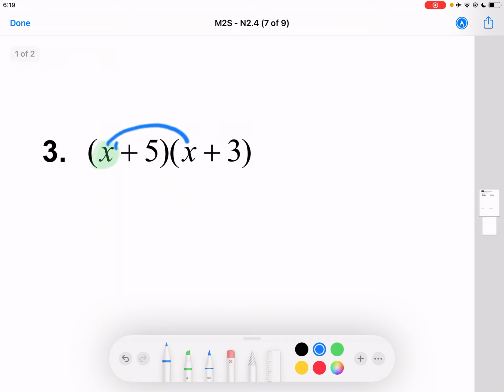So remember, when you're multiplying x's, you just add exponents. So x times x is just x, and then 1 plus 1 is 2, so it's x to the second. And then you're going to multiply the x by the other number. So notice I'm going to the other set of parentheses. So x times 3 is 3x.